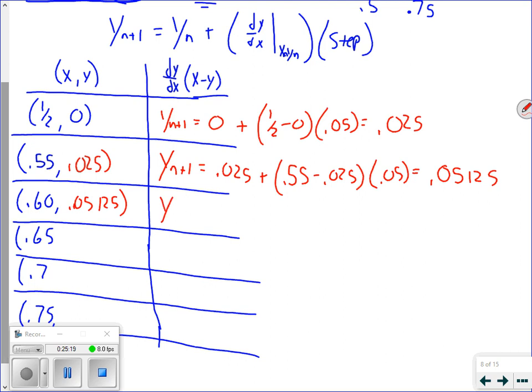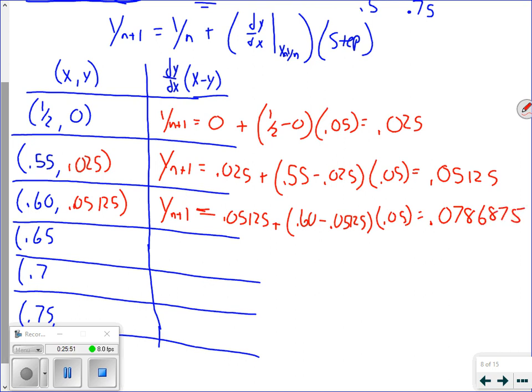All right, I'm just going to keep going. Next point. All right, my old point, which is 0.05125, plus the slope, which is x minus y, or 0.60 minus 0.05125, times my step size. And I got 0.0786875. Notice I'm keeping the full decimal here. This is why I'm leaving plenty of room. And I know this seems tedious. That's what it is. It's tedious. But I have seen them ask this far before with steps. Okay?